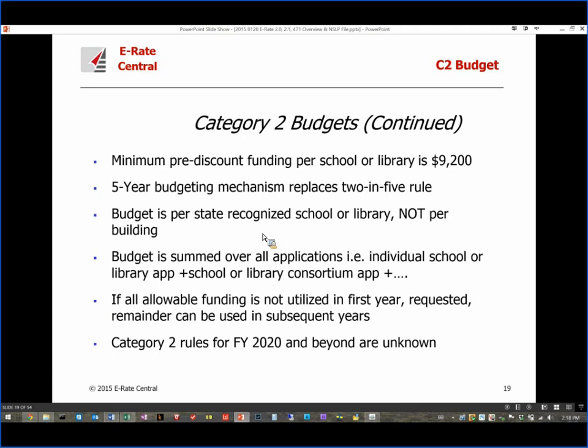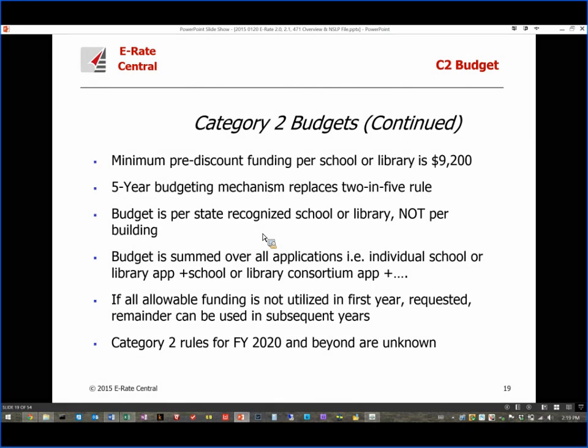Minimum pre-discount funding per school or library is $9,200. So no matter how few students you have, you'll get at least $9,200 for small schools and small libraries. This budget mechanism replaces the 2 and 5 rule.